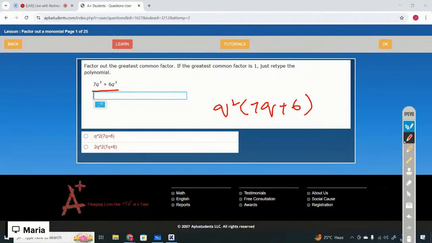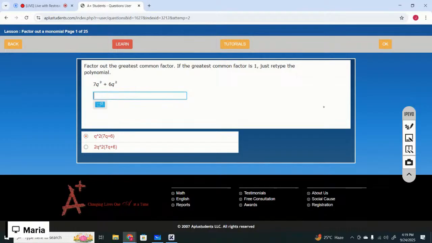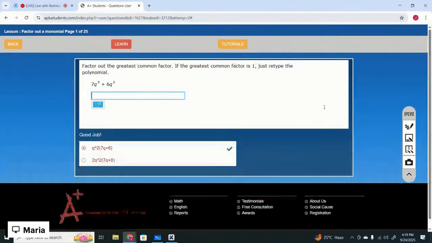That is q squared plus 7q plus 6. Option number 1 is the correct option.